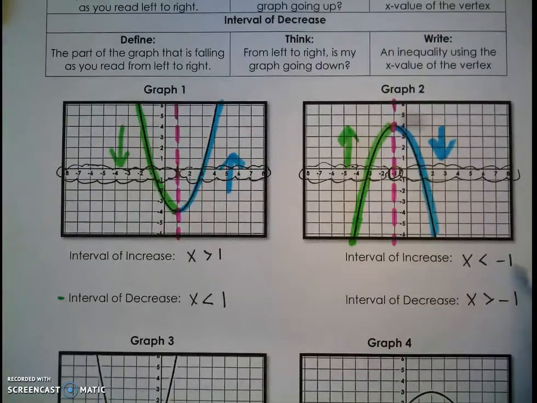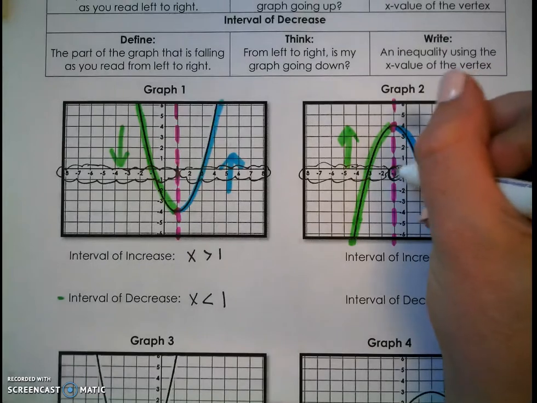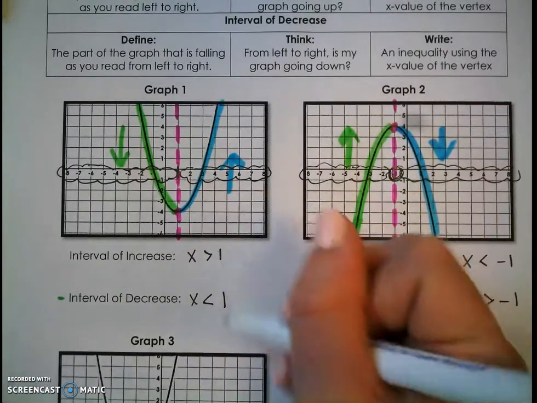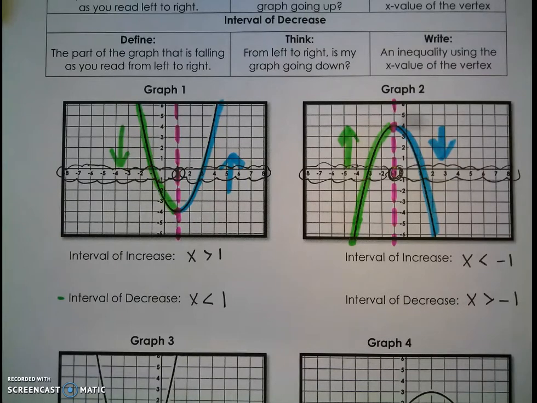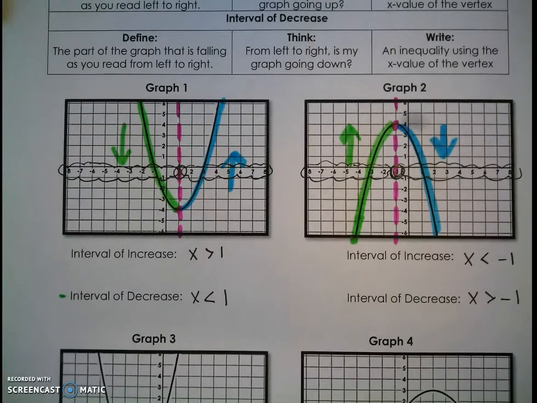So again, this negative 1 is coming from the axis of symmetry. This positive 1 is also coming from the axis of symmetry. Numbers on the left are smaller, less than. Numbers on the right are bigger, greater than. You just have to know whether that is increasing or decreasing.